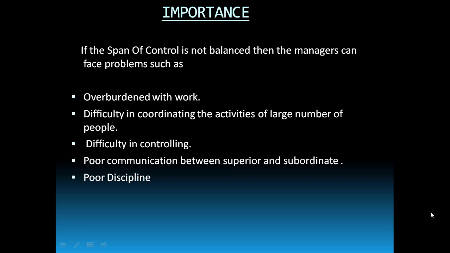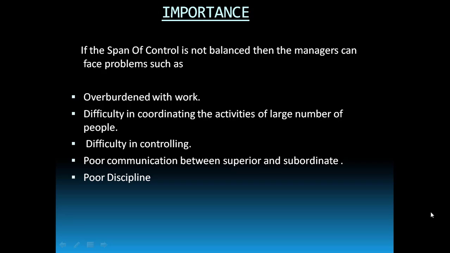The second problem which the manager will face is difficulty in coordinating the activities of a large number of people. Now, when a manager has to manage a large number of subordinates under him, he will have difficulty in coordinating the activities of all the subordinates under him. Then the third is difficulty in controlling the subordinates under the manager. The fourth is there will be poor communication between superior and subordinates if the span of control is not balanced.